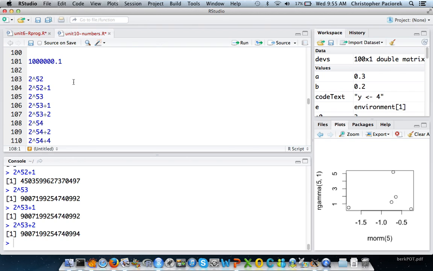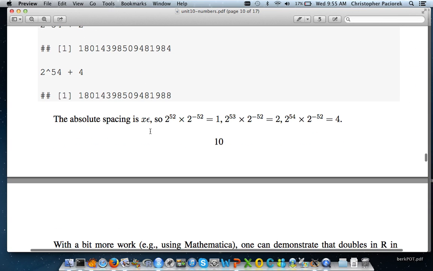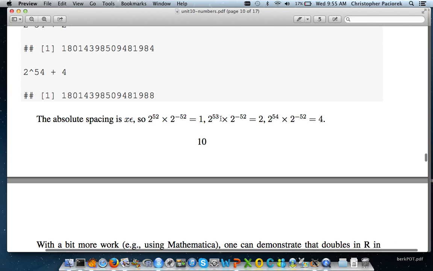And that has to do with this issue of spacing. Basically, once I get to a number that is this big, the spacing between the numbers is now 2 instead of 1. That's the absolute spacing between the numbers. So you're going to play around with that a little bit on the problem set. This actually works in terms of that rule of thumb I was giving before. The absolute spacing is x times machine epsilon. So when we get a number of magnitude 2 to the 52nd, 2 to the 52nd times 2 to the minus 52nd, that's machine epsilon, is 1. So the spacing is 1 for those numbers. But once I get to 2 to the 53rd and multiply x times epsilon, 2 to the minus 52nd, the spacing is going to be 2.